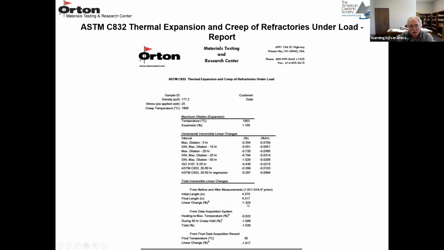There's also a before and after measurement. There's a before and after measurement from the laser acquisition system. And then there's a measurement during the heating to the maximum temperature and during the 50-hour creep hold.